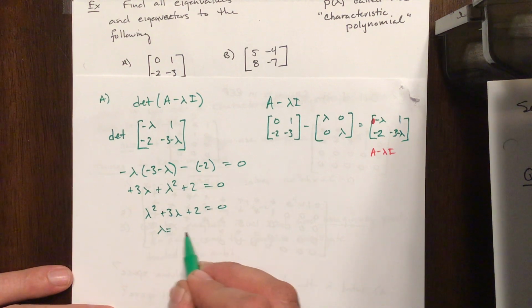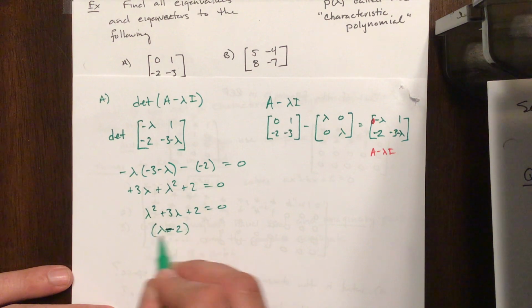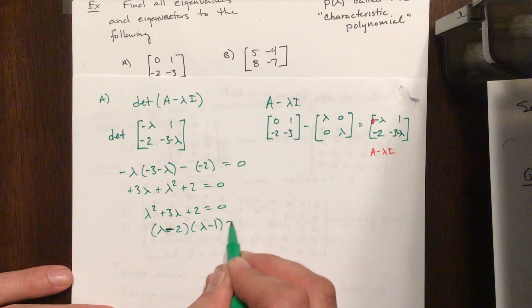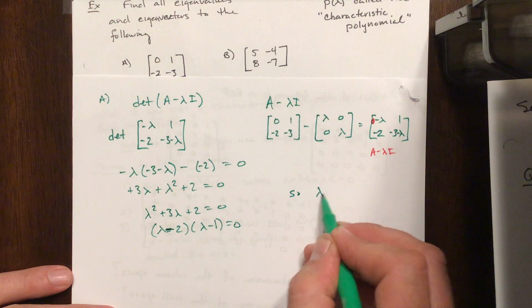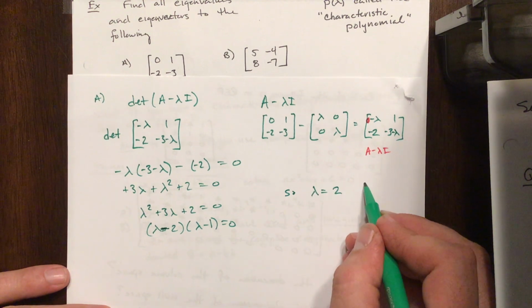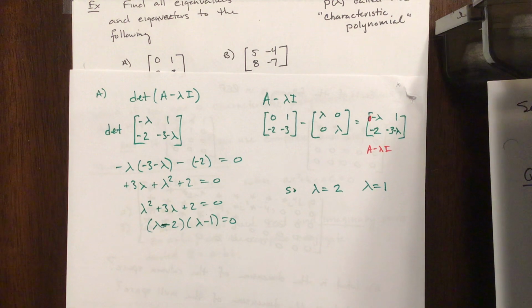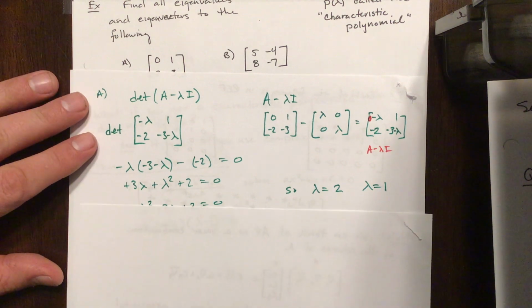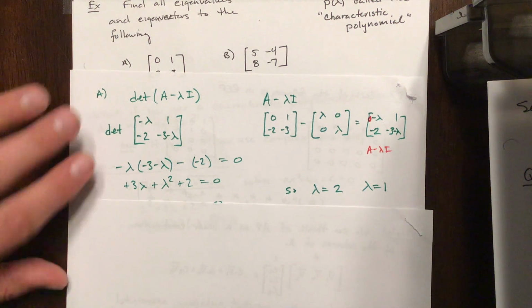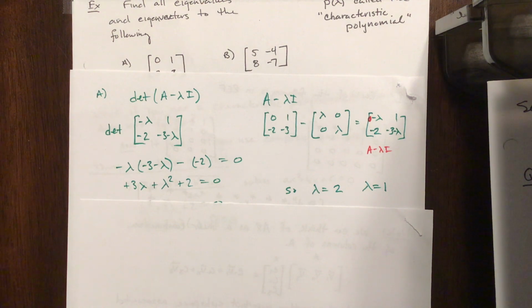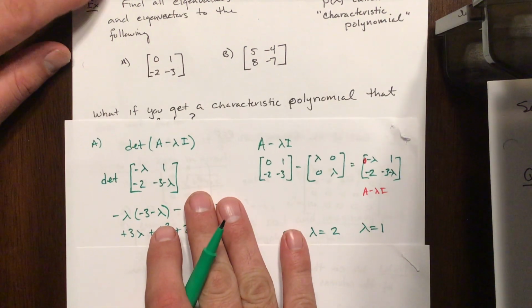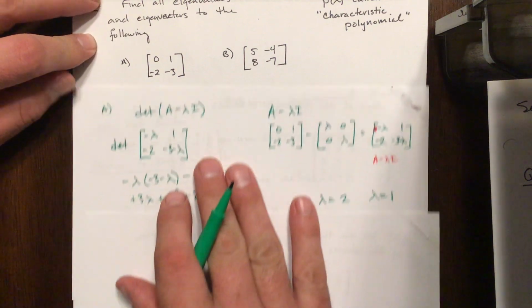So lambda squared plus 3 lambda plus 2 is equal to 0. So lambda minus 2 times lambda minus 1 is equal to 0. So lambda equals 2 and lambda equals 1. These are our potential eigenvalues, we don't know that they're eigenvalues yet. To confirm it, we have to find the corresponding eigenvector. How do you find the corresponding eigenvector? Okay, make sure I'm answering the question: find all eigenvalues and eigenvectors. Perfect.